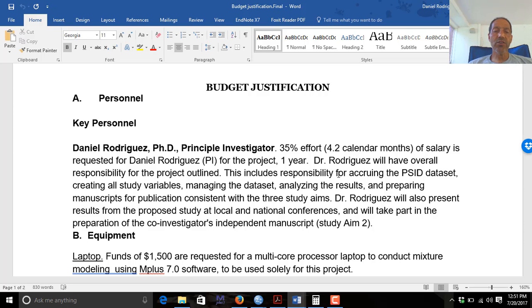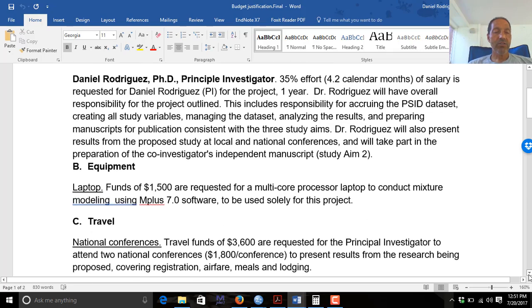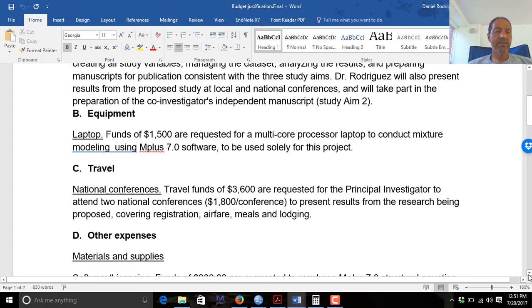And of course you have to justify your budget, so here I have to talk about what kind of things I'll do, including writing manuscripts, analyzing the data, presenting them at conferences, etc. So you can see that I had all that stuff listed here. I'll of course post this for you to read. I also needed another computer, so we had funds. So you can see under equipment, we had funds for a laptop, $1,500 requested, for a multiple core processor laptop to conduct mixture modeling. This is the software that I use for doing the kind of research I do, so I need a specific computer that can handle that.